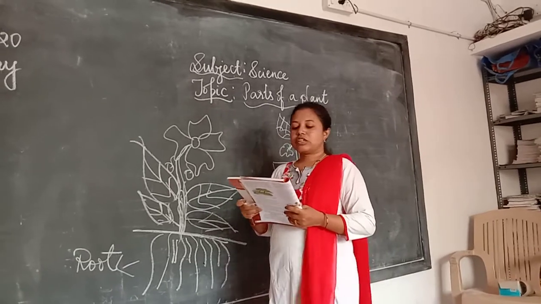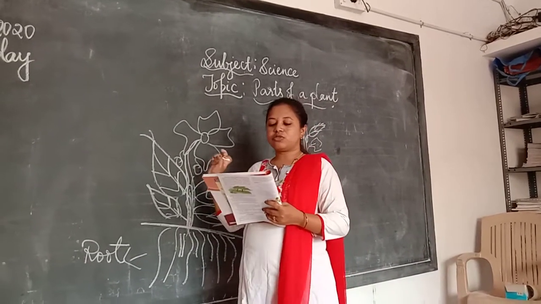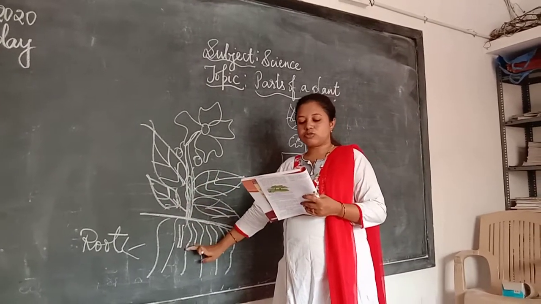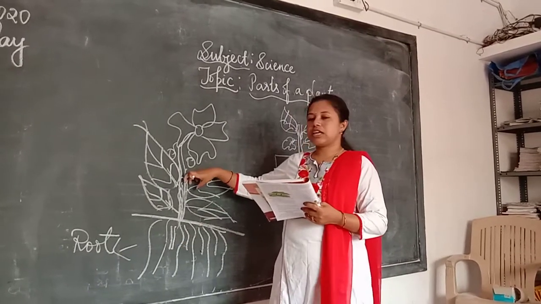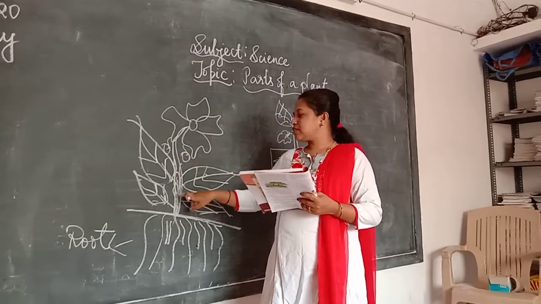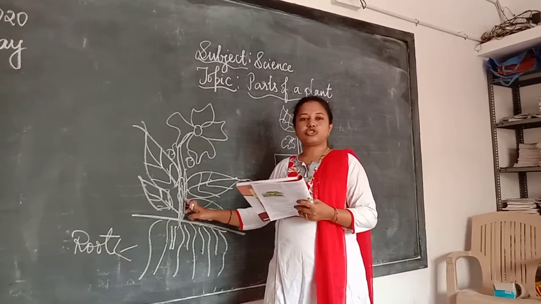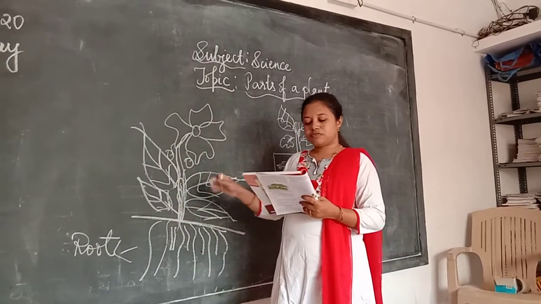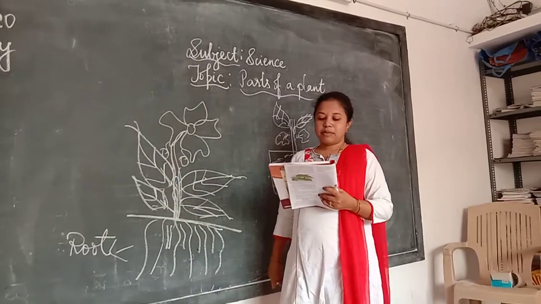Now functions of the stem: supports other parts of the plant such as branches, leaves, flowers and fruits. Thin tubes inside the stem carry water and minerals absorbed by the roots to the branches and leaves. So what have you observed from this? Water and minerals, inside the stem, they have thin tubes. Through those tubes it will support the other different parts of a plant.